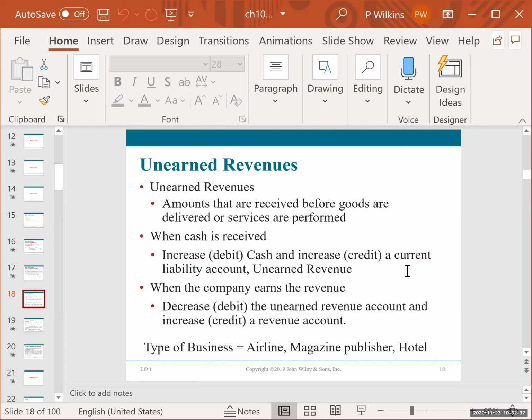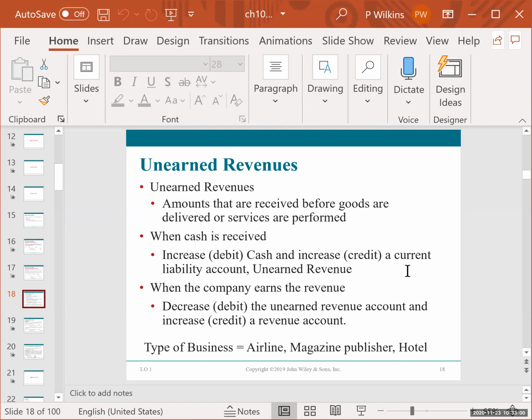So when we get the cash, we debit cash and we credit unearned revenue. It will either be unearned service revenue or unearned sales revenue. If it's a service, it would be unearned service revenue. If it's a product we sold, it would be unearned sales revenue.